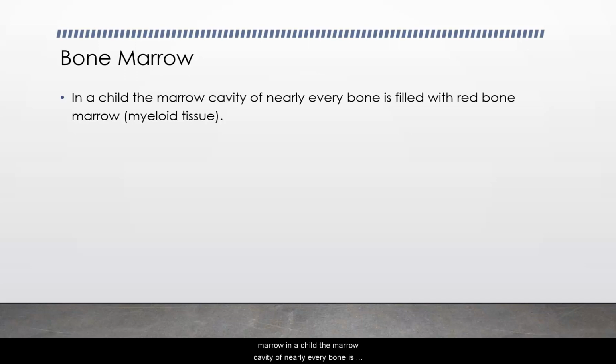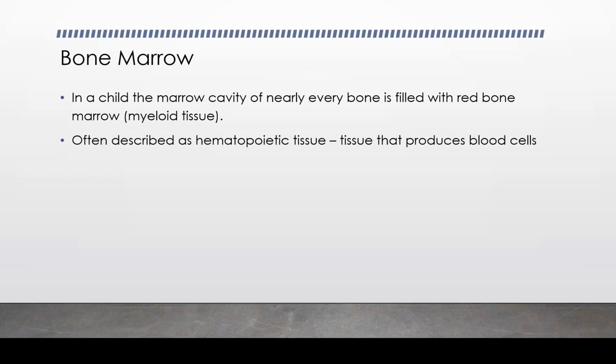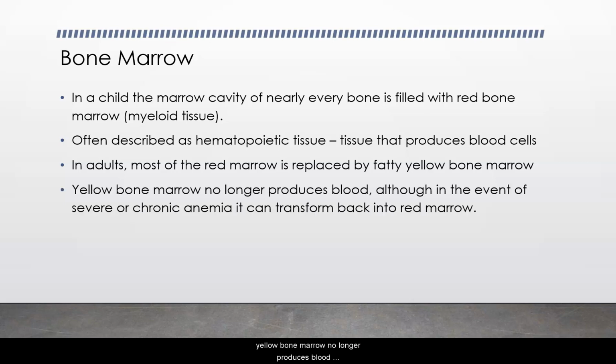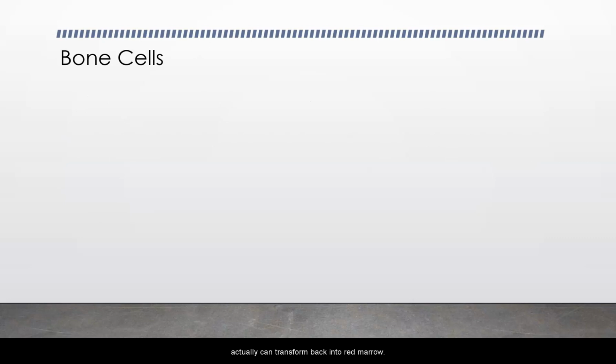In a child, the marrow cavity of nearly every bone is filled with red bone marrow, and it's called myeloid tissue. This is often described as a hematopoietic tissue, or a tissue that produces blood cells. In adults, most of the red marrow gets replaced with the fatty yellow bone marrow. Yellow bone marrow no longer produces blood, although in the event of severe or chronic anemia, it actually can transform back into red marrow.